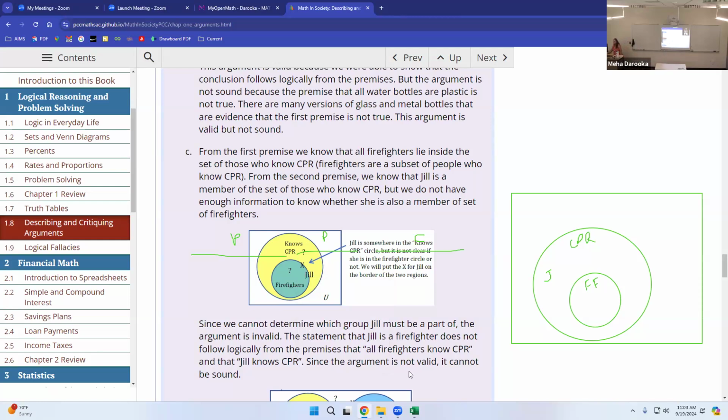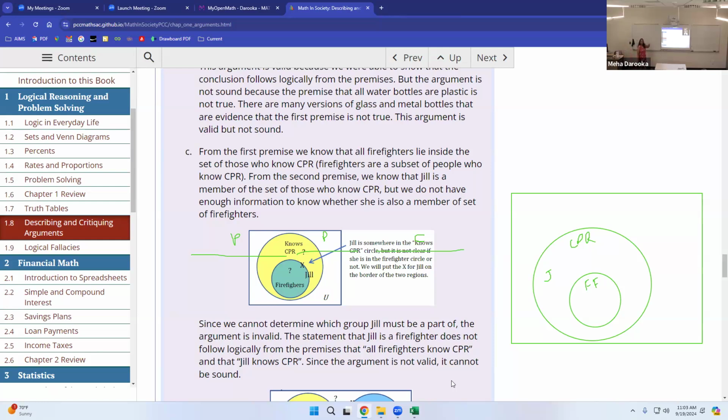Okay, since we cannot determine which group Jill must be a part of, the argument is invalid. I almost read that as valid and I was like, no, that's not right. So since we cannot place them inside of the firefighter circle, there is not a logical path that you can follow. And in this case, we would say the argument is not valid. And remember what we said before, if it's not valid, it cannot be sound, right? So there's no soundness on this argument either.